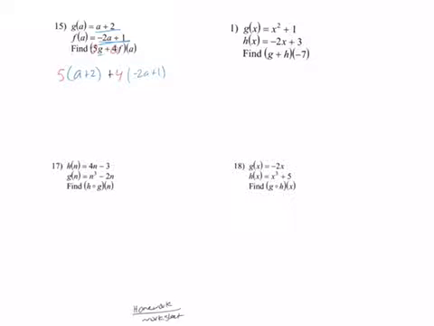Now to solve this, this is going to be 5a plus 10 plus a negative 8a plus 4. Combining like terms is going to give me negative 3a. 10 plus 4 is 14.